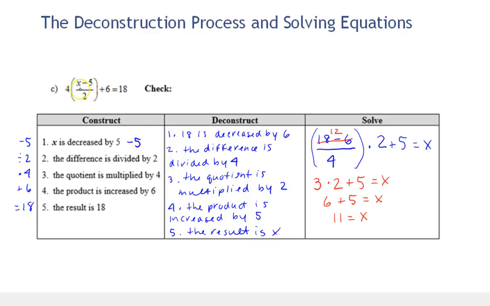Let's check it by replacing x with 11 in the left-hand side of the equation and evaluating. So 4 times 11 minus 5 over 2 plus 6. So 11 minus 5, again I'm going to do this right here, is 6. Okay. So now we have 4 times 6 over 2. So I did the subtraction. Now we could do the multiplication or division. First it's easier just to divide first. We could cancel out the factor of 2, and that's acceptable as well. But 6 over 2 is 3. So 4 times 3 plus 6. 4 times 3 is 12. And 12 plus 6 is 18. And notice that corresponds to the right-hand side of the equation, so our solution checks.